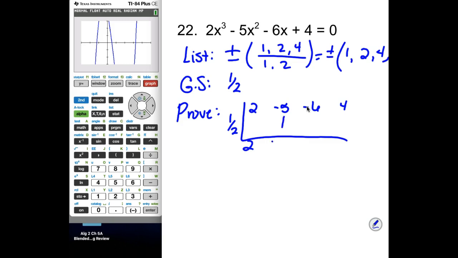All right, adding our column, we get -4. Half of -4. Adding, we get -8. Half of -8. And adding, we get 0. So we have proved that the 1/2 works.